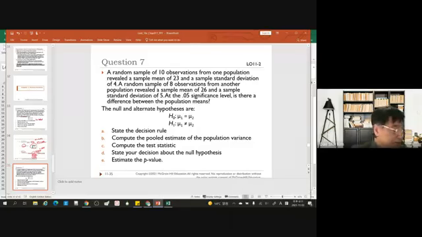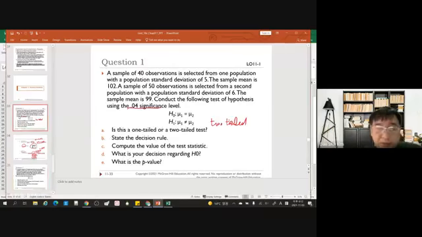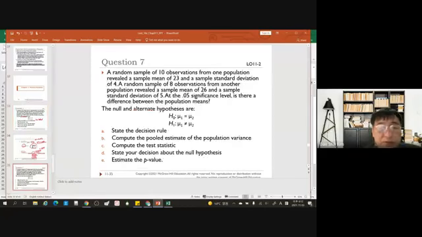Problem 7. When you read the question, you need to find out what type of problem it is. You need to distinguish them. The first one is two groups, but sigma is known. So we will use a z-test, two-tail problem, with alpha 4%. If you know what type of problem it is, it is much easier.